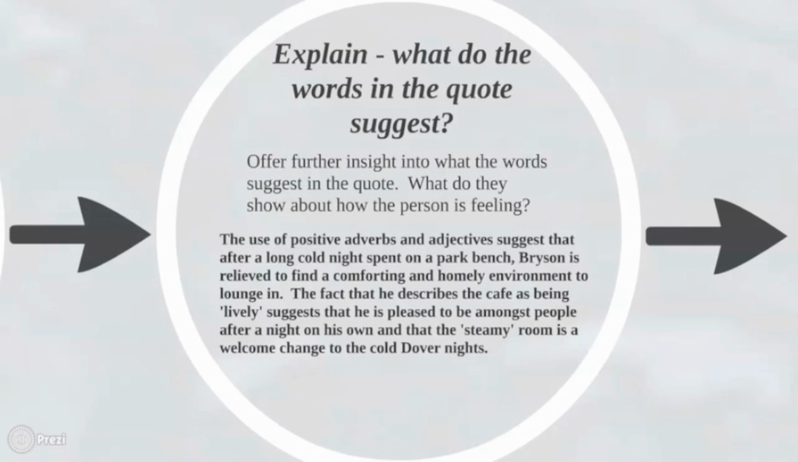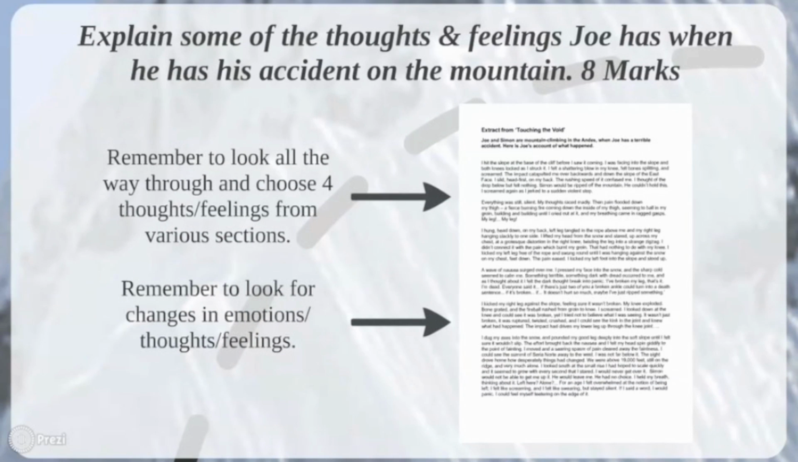Okay? The fact that he describes the cafe as being lively suggests that he is pleased to be amongst people after a night on his own, and that the steamy room is a welcome change to the cold Dover nights. So what I've done is I've looked at those two words, lively and steamy, and thought, what does the word lively mean? And what does that tell us about how he feels? Okay, again, the word steamy tells us, again, he likes to be in that warm environment. So you're always constantly thinking, why has the writer used those particular words? And again, you need to do that 4 to 5 times in your PQE paragraphs.